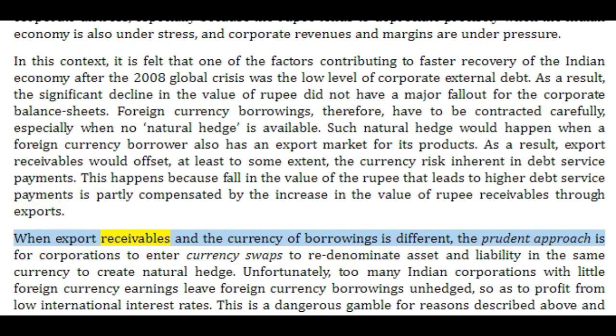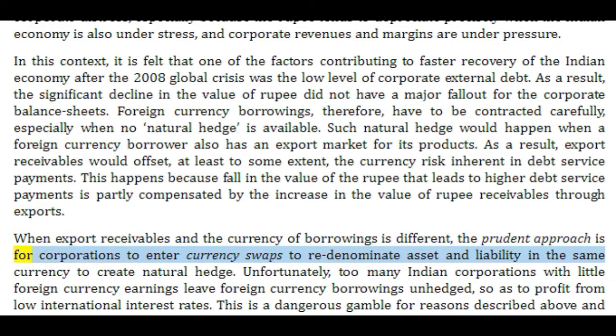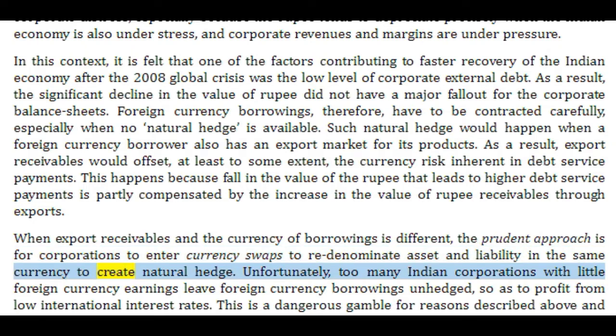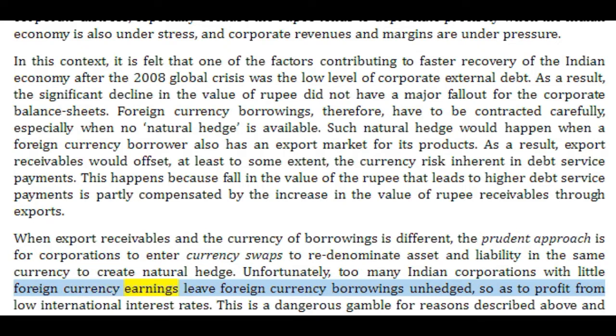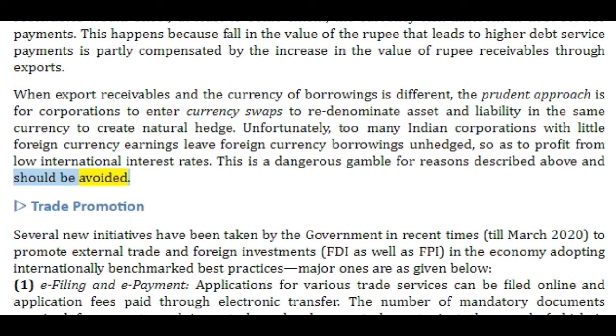When export receivables and the currency of borrowings are different, the prudent approach is for corporations to enter currency swaps to redenominate asset and liability in the same currency to create a natural hedge. Unfortunately, too many Indian corporations with little foreign currency earnings leave foreign currency borrowings unhedged, so as to profit from low international interest rates. This is a dangerous gamble for reasons described above and should be avoided.